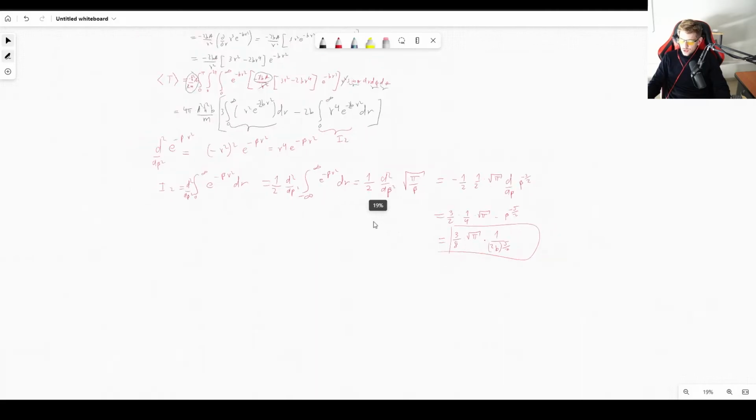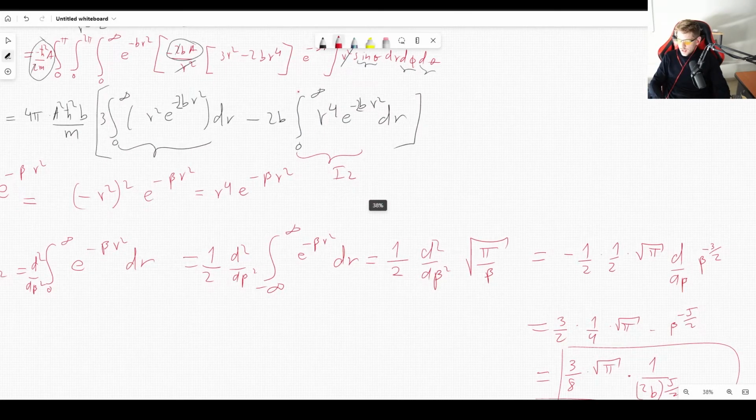And as you can see, these sort of integrals are extremely quick if you do them like this. So let's plug it in here. So instead of this, we get 3/8 square root of pi times 1/2b to the 5/2.